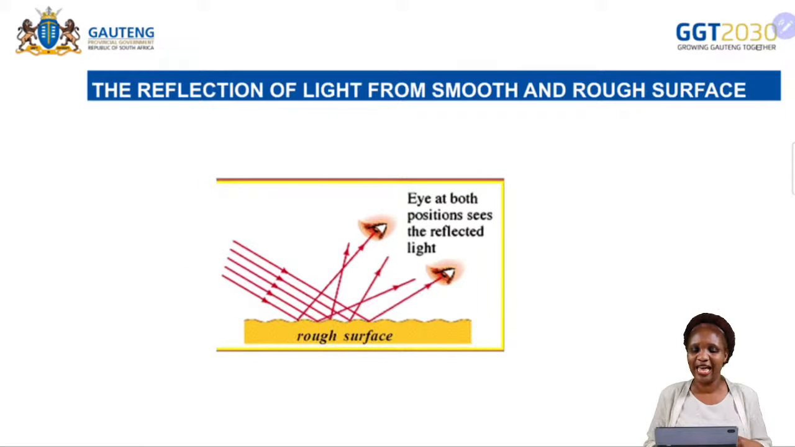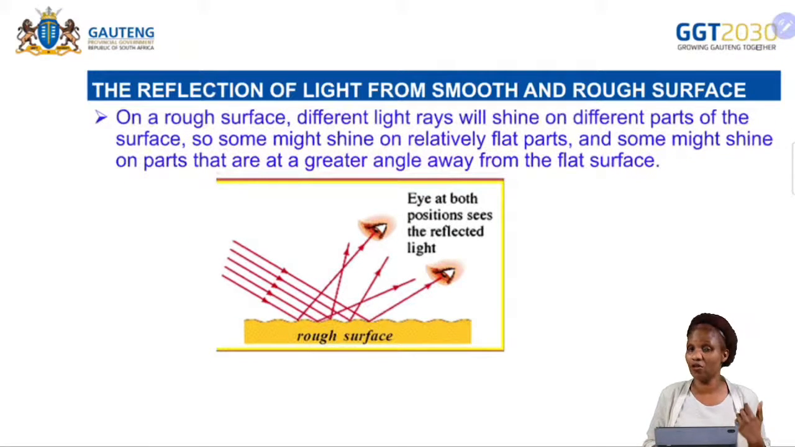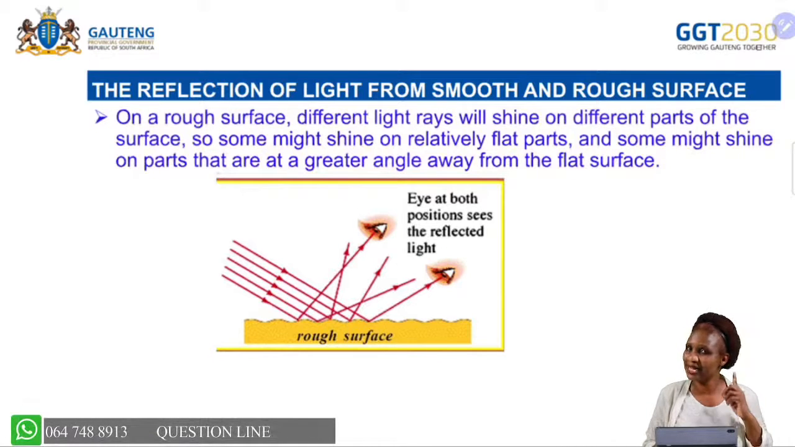Let's carry on. And then we are going to continue with the reflection of light from smooth and rough surfaces. On a rough surface, now we are concentrating on a rough surface. Different light rays will shine on different parts of the surface. So some might shine on relatively flat parts, and some might shine on parts that are at a greater angle away from the flat surface. Okay, you can see this is a rough surface. It is not smooth, it is rough.